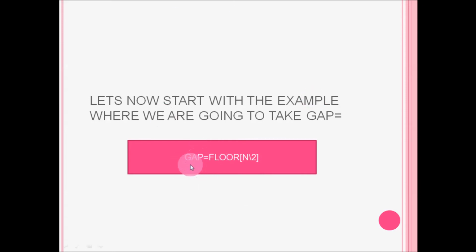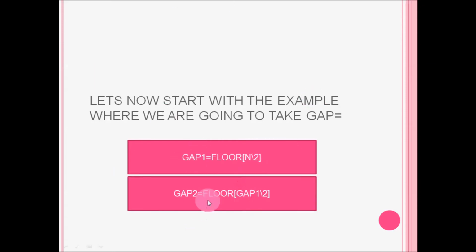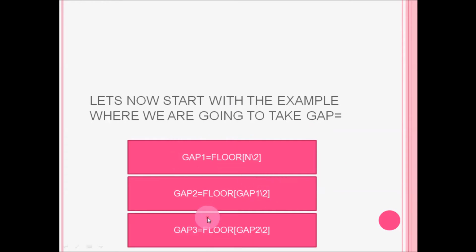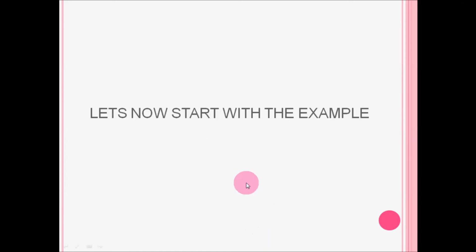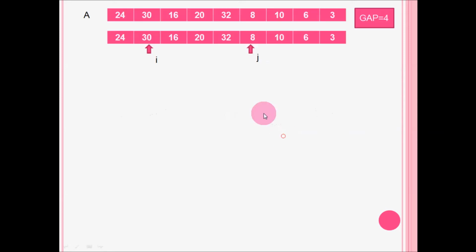For the first pass I am using this. For the second pass, the gap divided by 2 is used. For the third pass I am using the gap divided by 2 again. Means if this gap is 4, then 4 divided by 2 I am using here. Gap 1 is n by 2, gap 2 is n by 4, gap 3 is n by 8. So let's now start with the example.